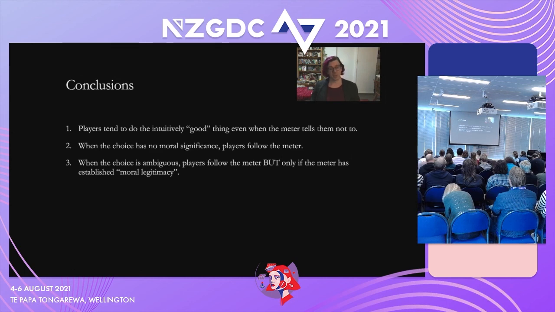So it seems there is an interesting and more complicated relationship going on here with the meter than the simple idea of obeying the meter that we expected.